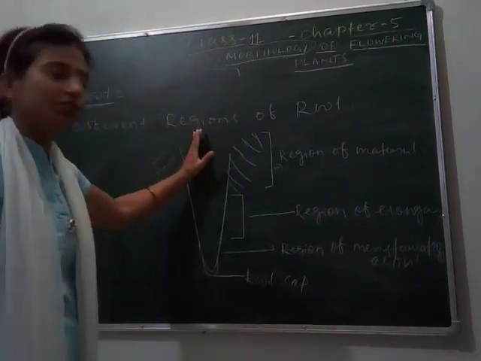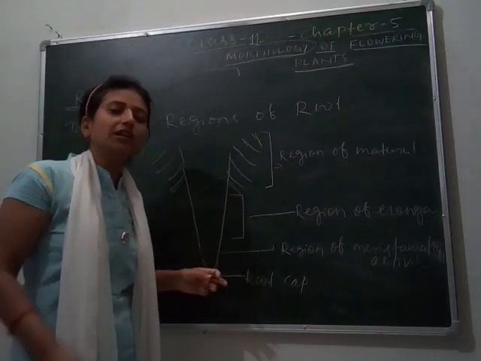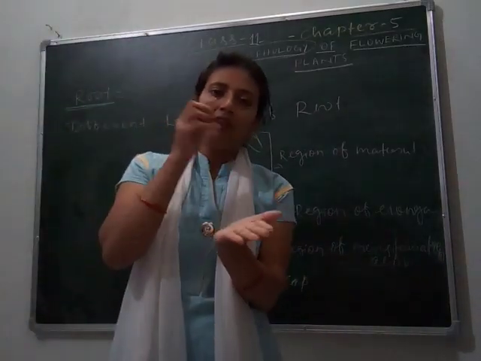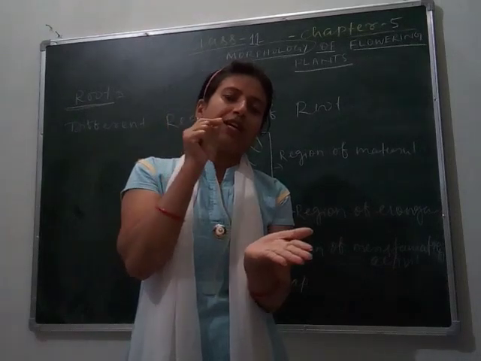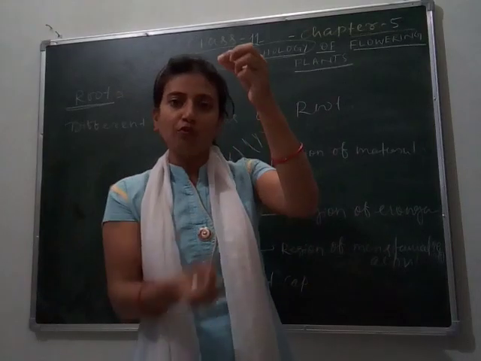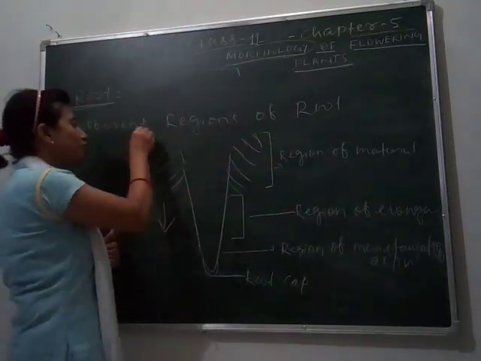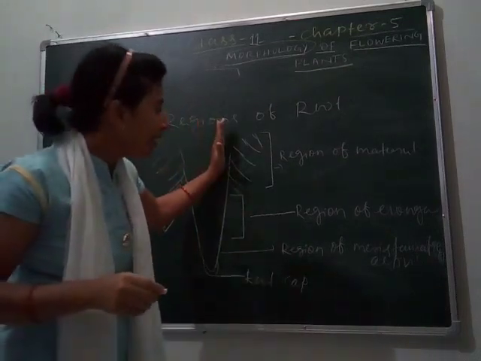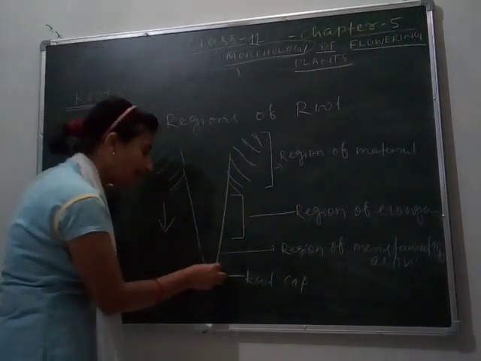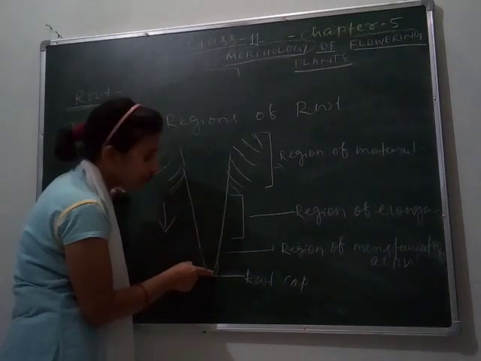This is a tap root, and you can see these parts. This is the root cap, which protects the root during its elongation towards the ground. Means if we put a seed in the soil, then it starts growing. The root part grows downward and the shoot part grows upward. So when a root goes deep into the soil, what happens? The root cap first prevents the root from injury.